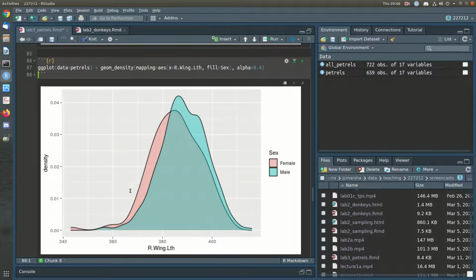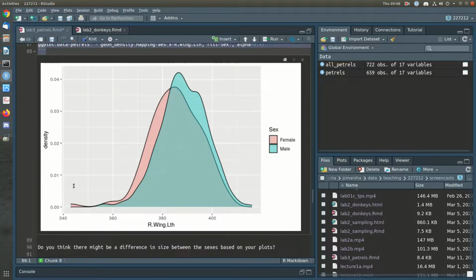Okay, so again, my conclusion is kind of similar. The actual shape of these distributions is quite similar, but there's maybe a small shift in centre where the blue one has moved a little bit up to the right. It's not perfectly symmetric, but it's not too bad. There are a few more extreme small right wing lengths than there are extreme large, but generally it's not too bad. We might want to do box plots as well.